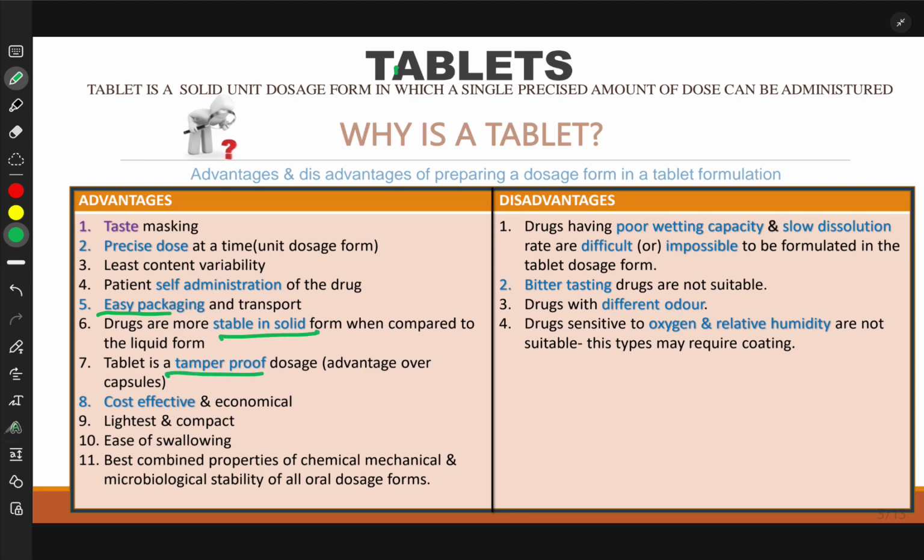This tamper proof I have explained. When compared to the capsules, there is no problem of tamper. Tablets are tamper proof, cost effective and economical.